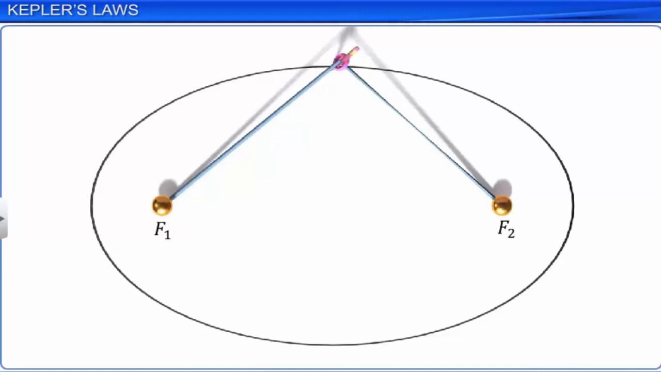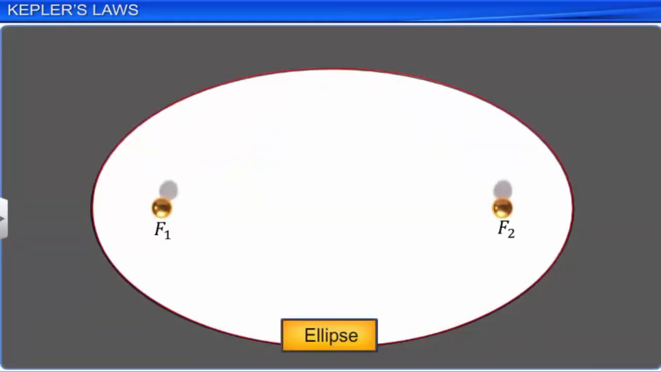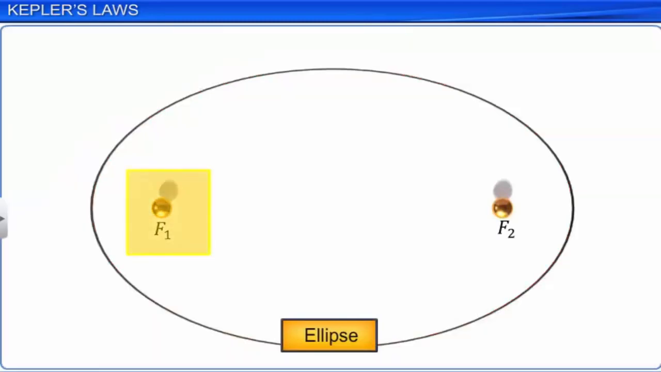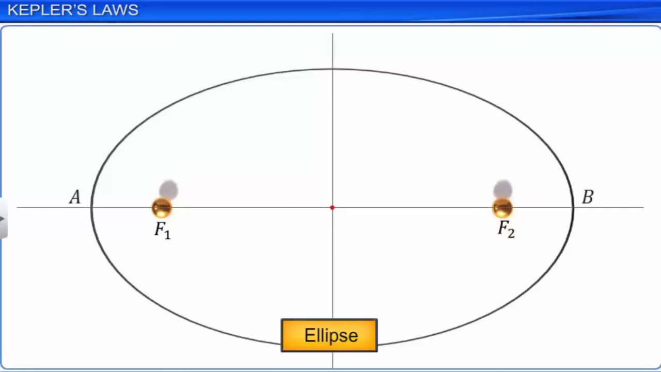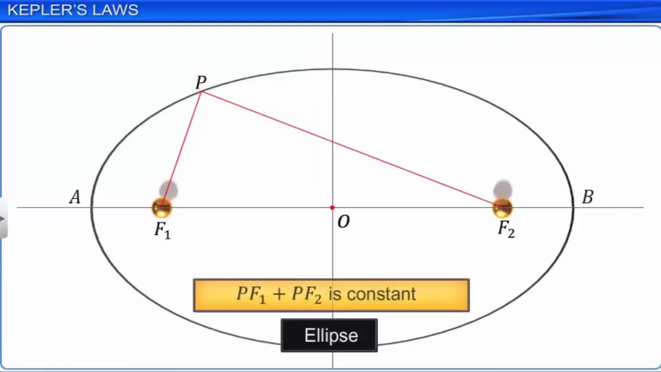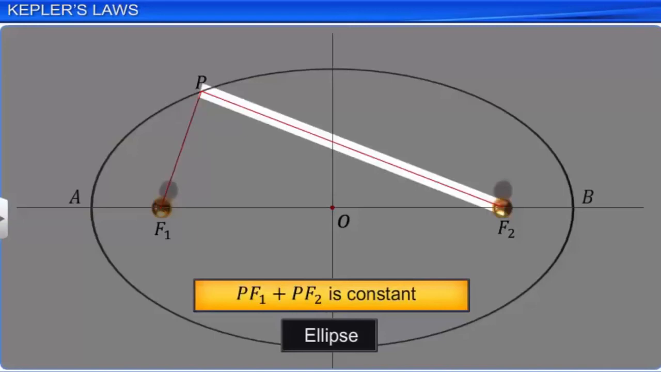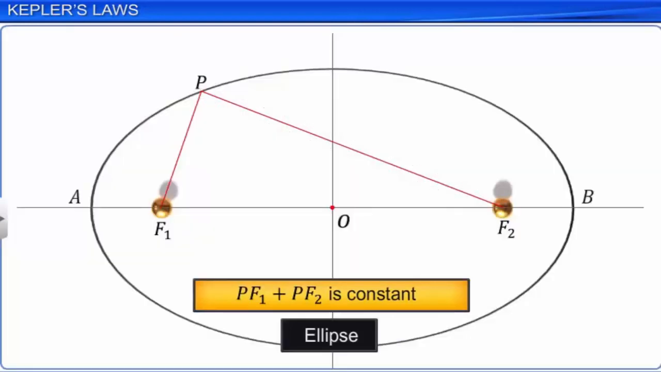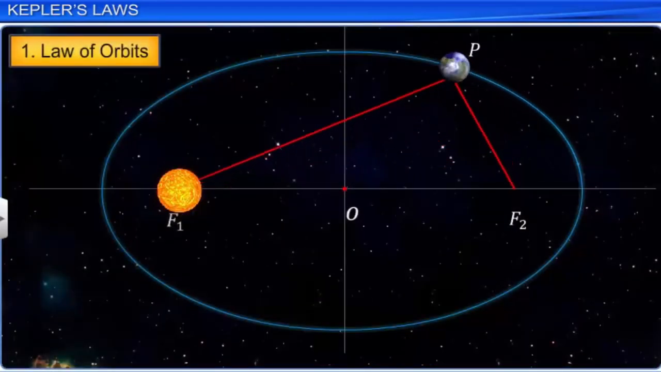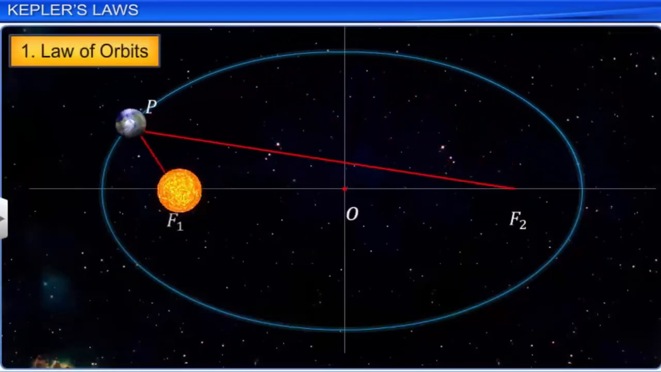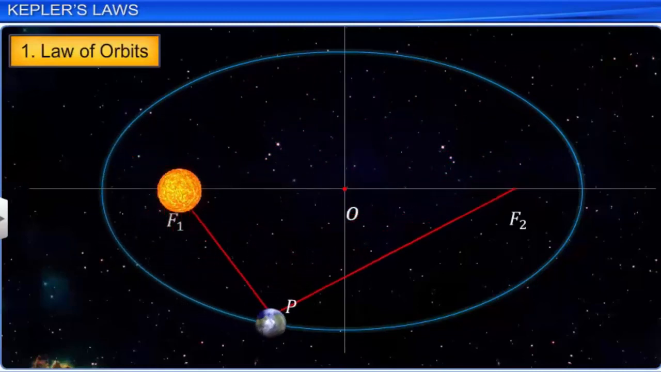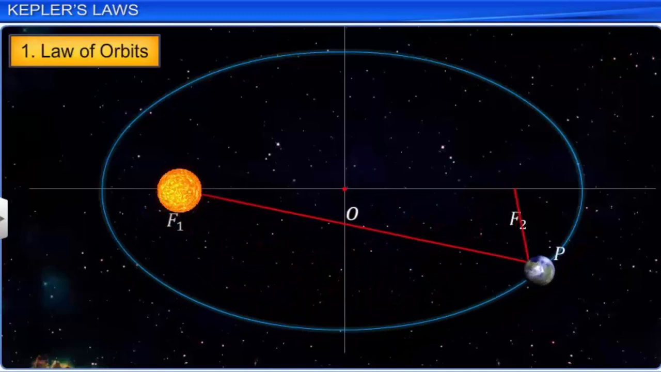Points F1 and F2 are called the foci. The midpoint of AB, which is denoted as O, is the center of the ellipse. For any point P on the ellipse, the sum of the lengths PF1 and PF2 is constant. So, as per the first law, the Sun is at one of the foci of the ellipse and the planets rotate around it in elliptical orbits. Also note that sum of the lengths PF1 and PF2 is always constant.